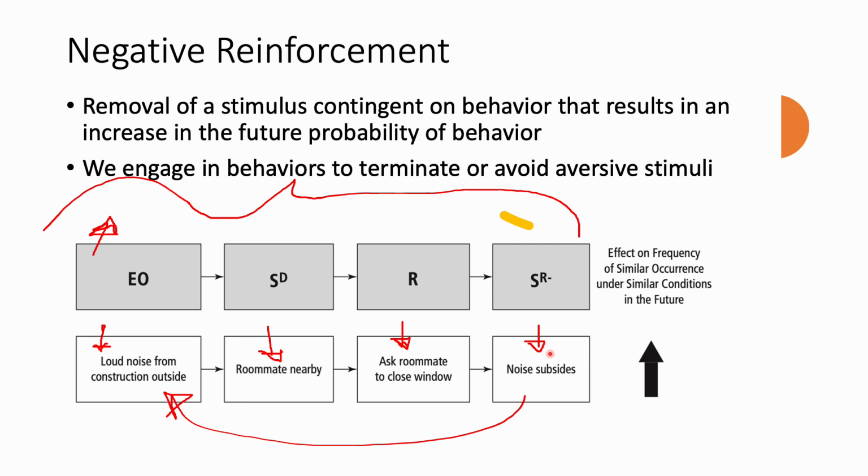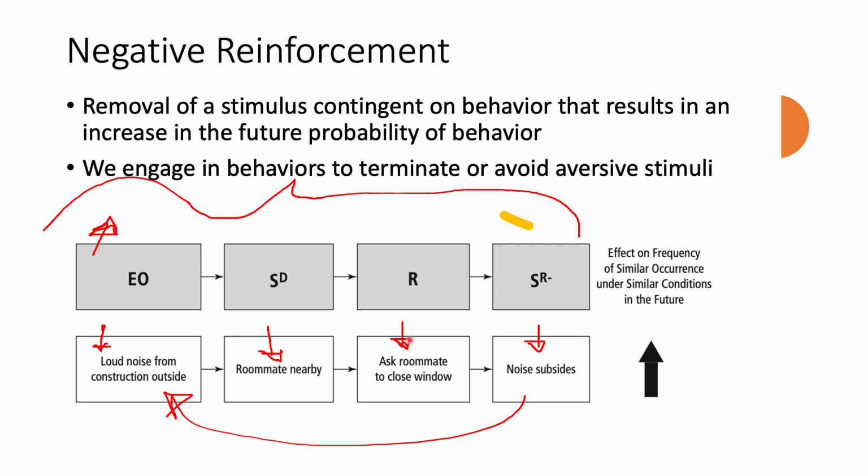In the future, now I'm more likely to engage in this behavior that's going to result in the removal of the noise. Okay. So this is our negative reinforcement. This is an example of escape. We are escaping an aversive stimulus by engaging in this particular behavior. And what maintains our behavior? It's the removal of the stimulus contingent on engaging in behavior.